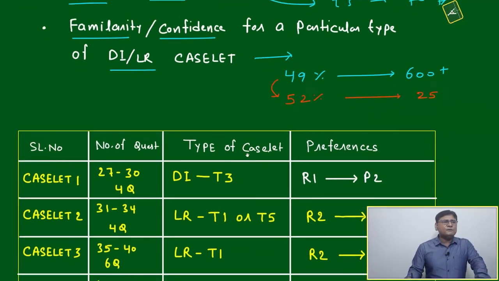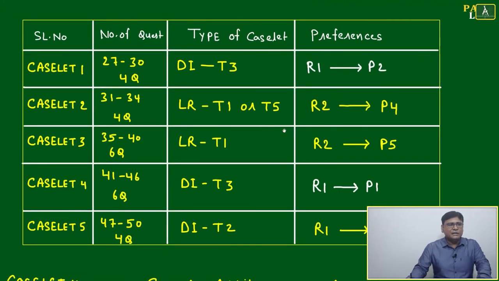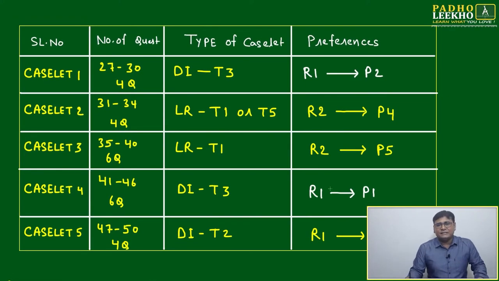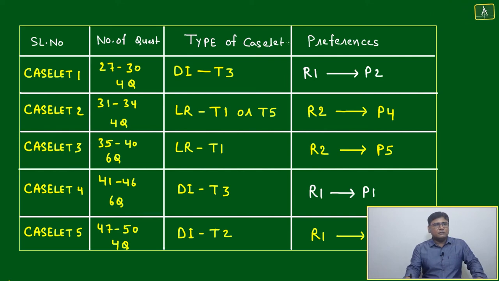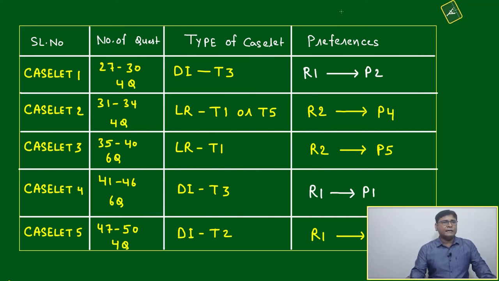Now, based on these four factors, I am summarizing how to prioritize this CAT 20 paper. In the CAT 20 paper, 5 caselets, we have done up to here. The third column we have done already, and in the fourth column I was discussing all the ideas to prioritize.